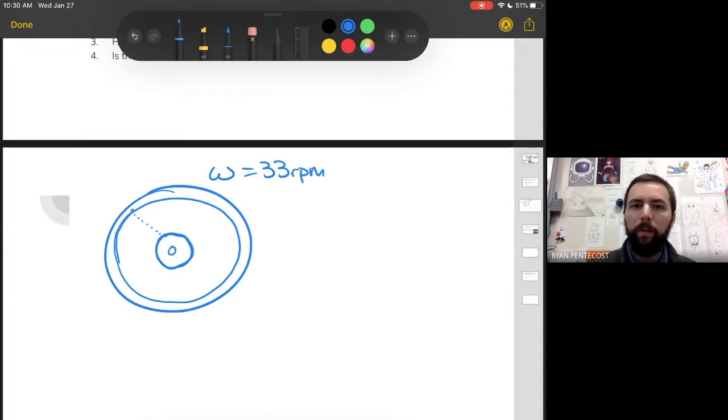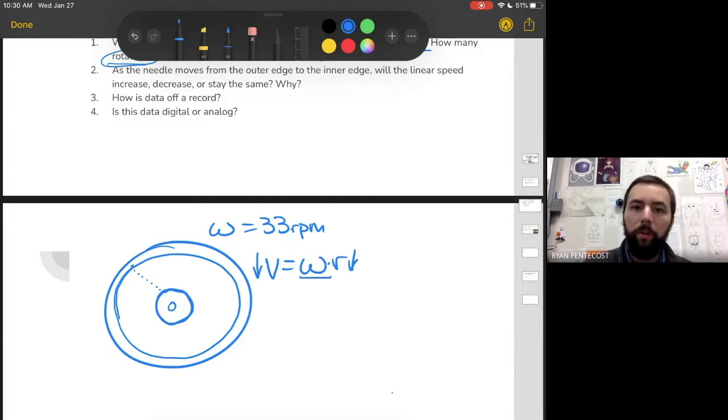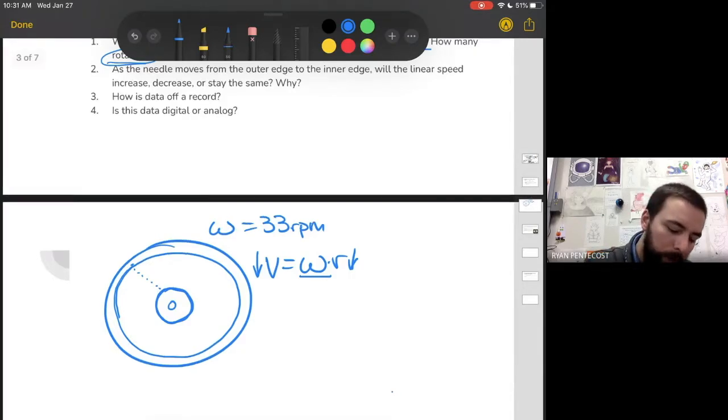So if it's spinning at a constant 33 RPMs, that means that the needle should be moving at the same angular velocity all the way down. However, the question asks, will the linear speed vary? So if velocity is omega times the radius, as the radius drops, you can either increase the angular speed to keep linear speed the same, or if you want angular speed to be constant, then velocity must also decrease. So that linear speed is going to get lower and lower as you get further towards the center.